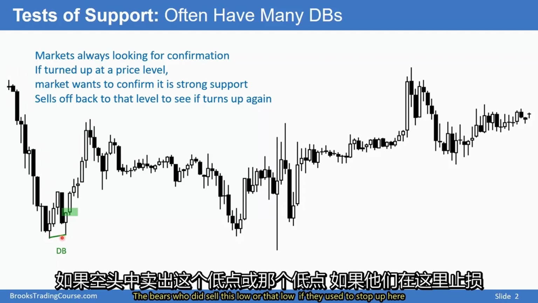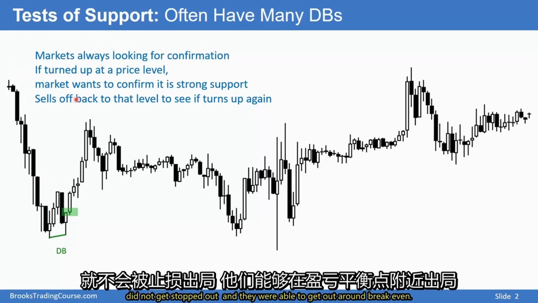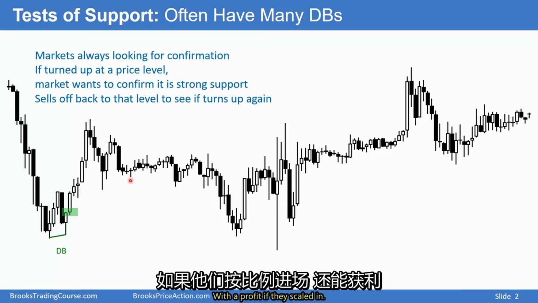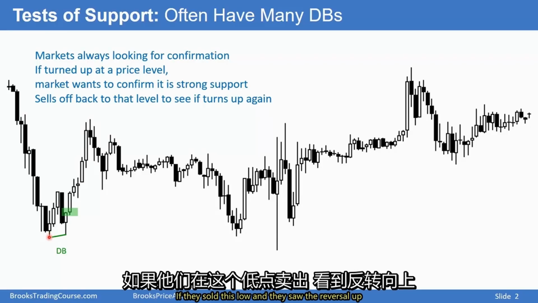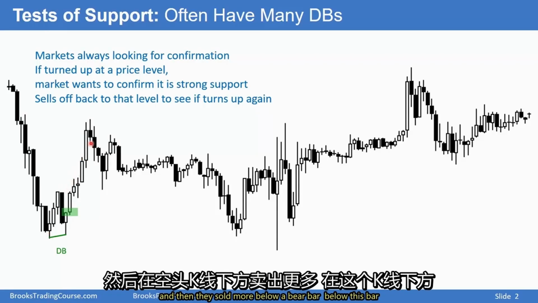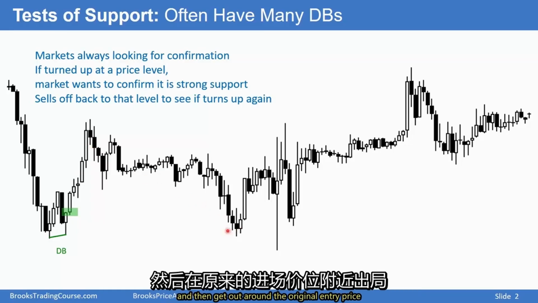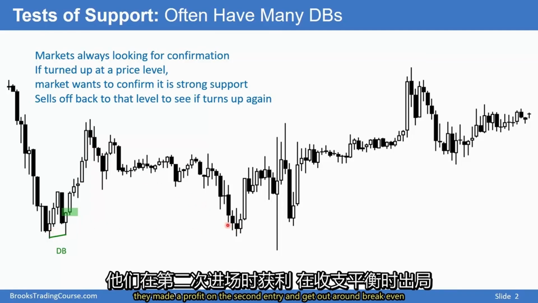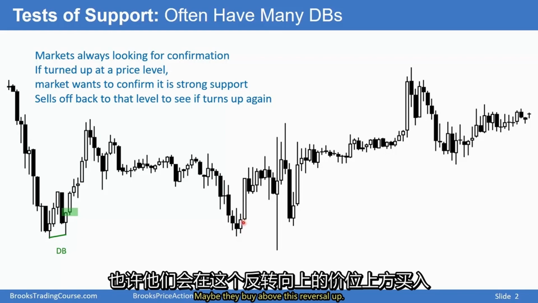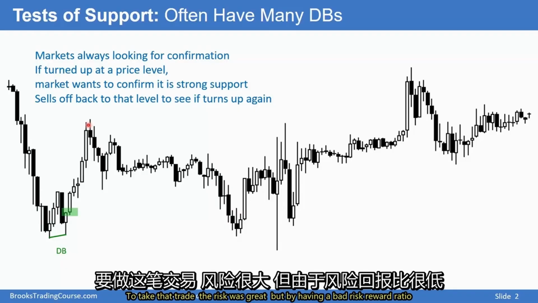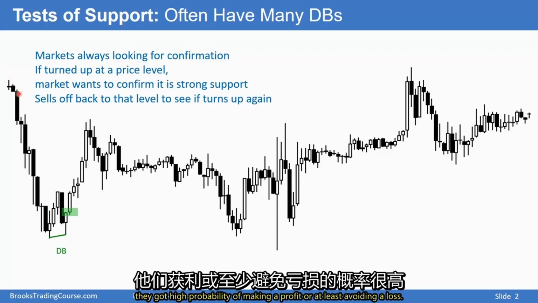The bears who did sell this low or that low, if they used a stop up here, did not get stopped out, and they were able to get out around break even with a profit if they scaled in. If they sold this low and they saw the reversal up, and then they sold more below a bear bar, below this bar, and then get out around their original entry price, they made a profit on the second entry and get out around break even, maybe a small loss on the first entry. Maybe they buy above this reversal up. To take that trade, their risk was great, but by having a bad risk-reward ratio, they got high probability of making a profit or at least avoiding a loss.